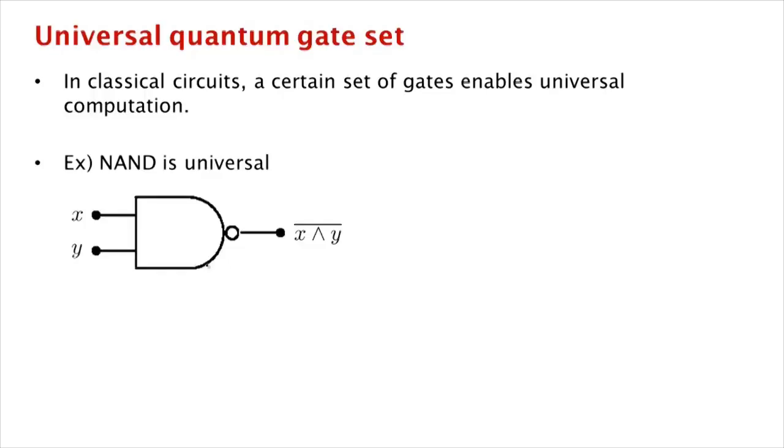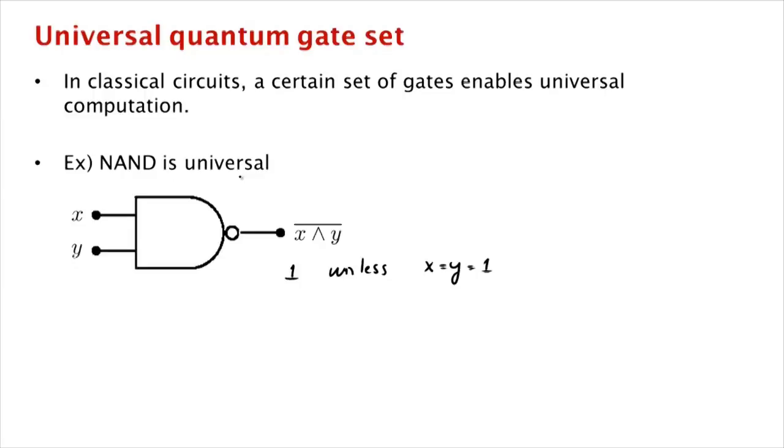A NAND gate takes as input two bits and outputs 1 bit. It's the NOT of the AND, right? So the output is 1 unless x equals y equals 1, in which case the output is 0. So the claim is that no matter how complicated a circuit you're trying to create, you can always assume that you have only one kind of building block, which is a NAND gate. The way one expresses this fact is by saying that the NAND gate is universal for classical computation. So now we can ask, is something like this true also for quantum computing?